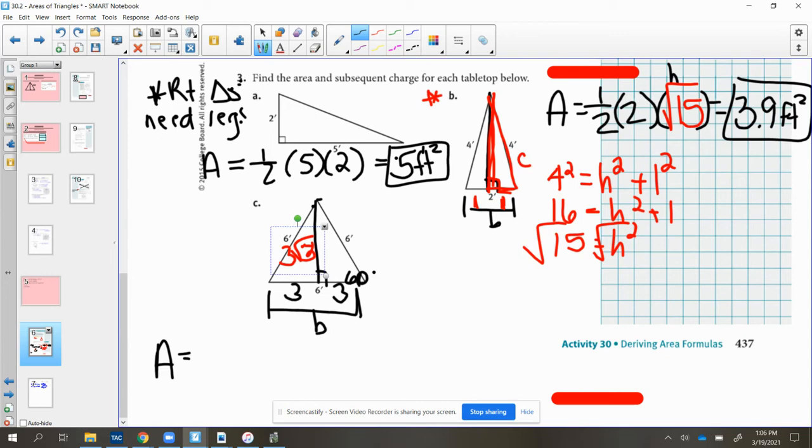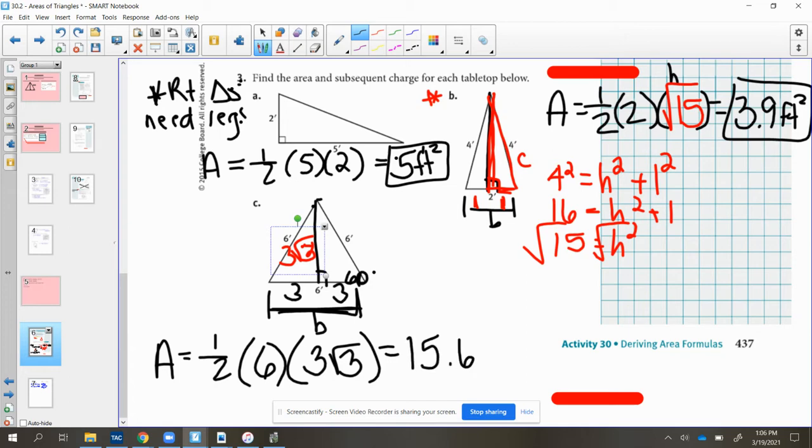the area is going to be 1/2 that base length, this full length here, which we know is 6, and then times the height, which is 3 square root 3. Or again, maybe you calculated square root of 27, however you looked at that. But either way, when you type this in, you should get approximately 15.6 square feet.